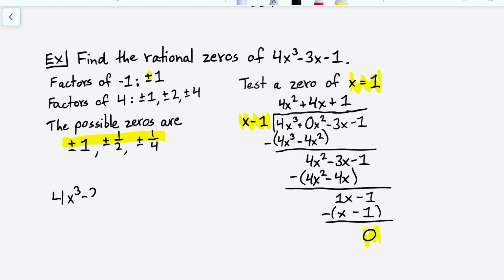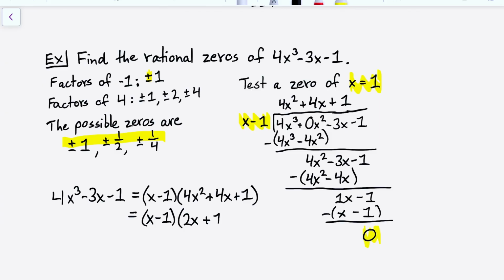It also allows us to rewrite the function. So 4x cubed minus 3x minus 1 equals x minus 1 times the quotient 4x squared plus 4x plus 1. And if I look at that quotient, it is now a quadratic, and I can factor that quadratic polynomial. It factors into two pieces, 2x plus 1 times 2x plus 1, or you could say it's equal to 2x plus 1 squared.